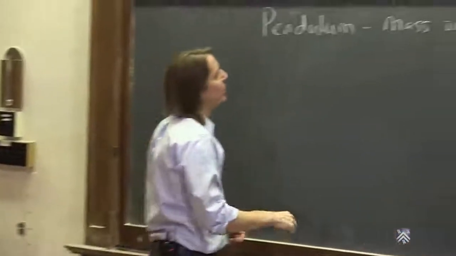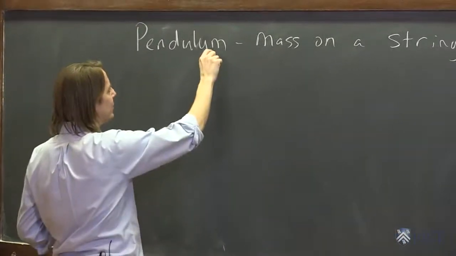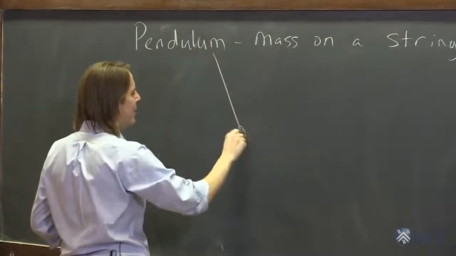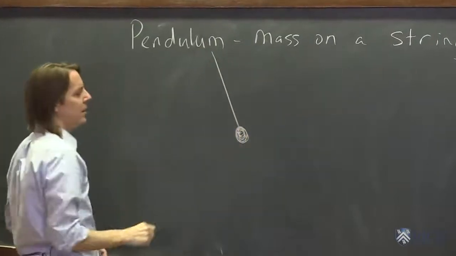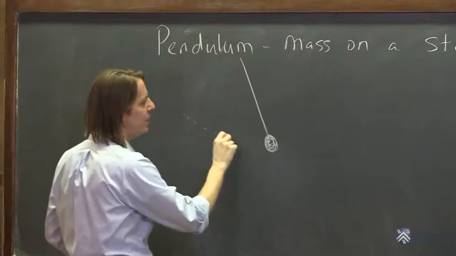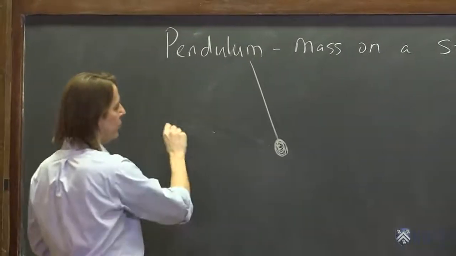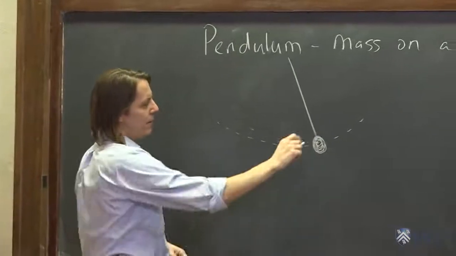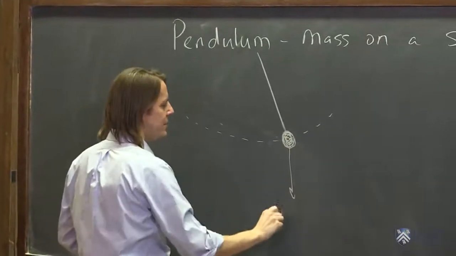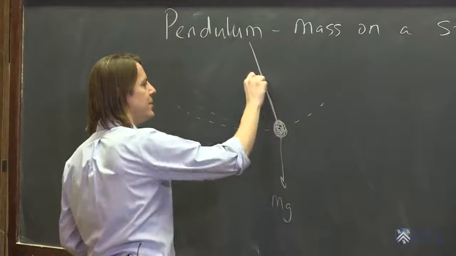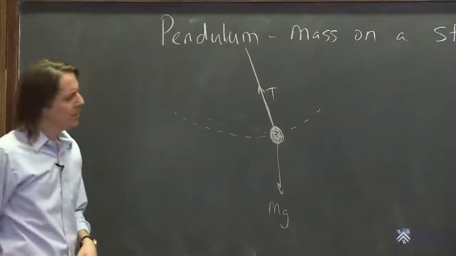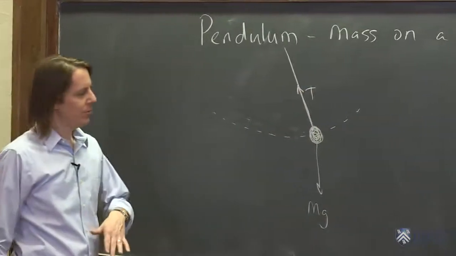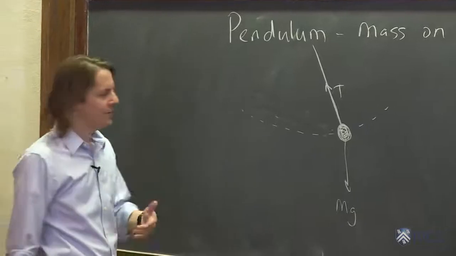Let's see if it should be harmonic motion. So let's see, we could describe it as a mass on a cable, and it's kind of moving in this sort of curved arc like that. The forces on the mass, we've got mg down, and we've got the tension up. So there's a lot of ways to analyze the pendulum to see the motion.